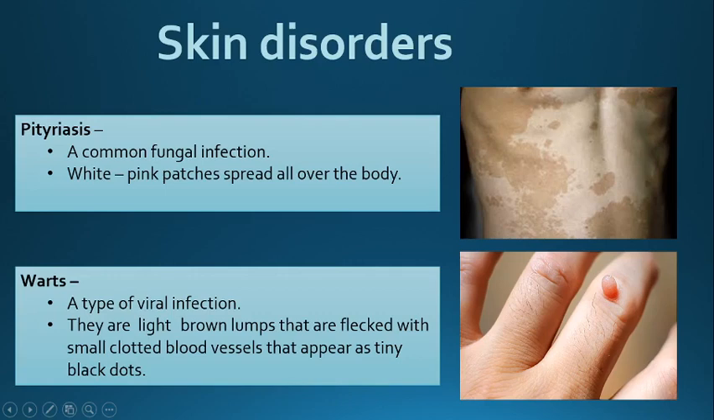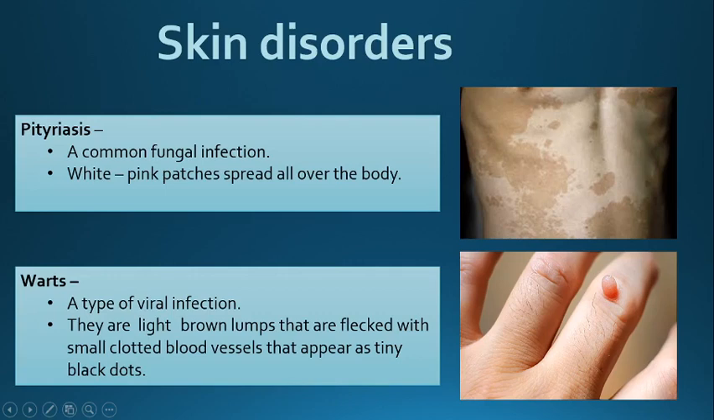When heterolysis appears, it looks like white or pink patches spread all over the body. These patches can grow day by day if we do not get suitable medical advice or suitable medicines.